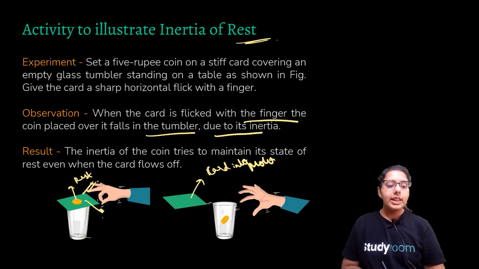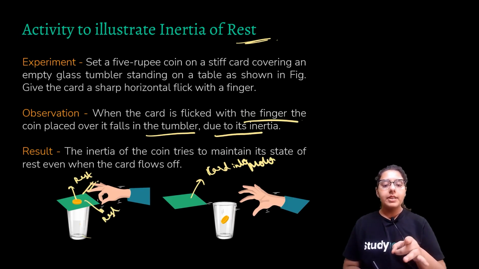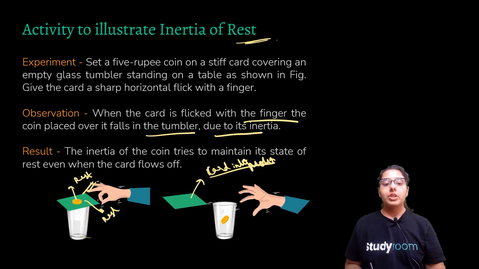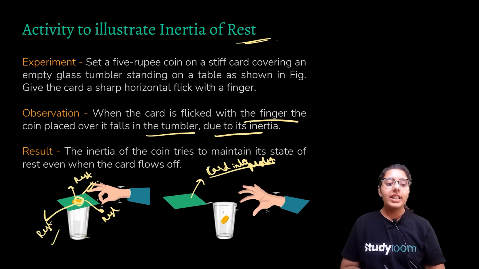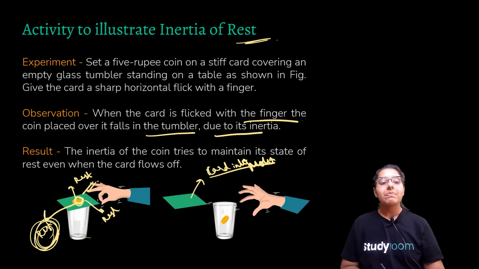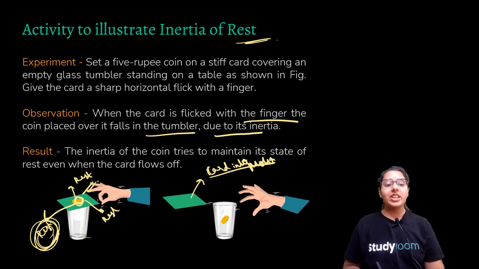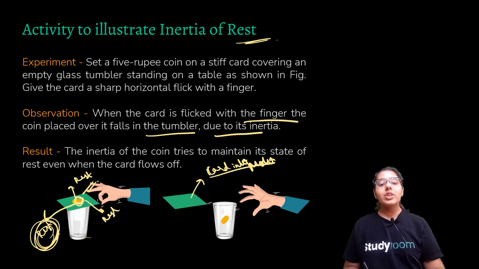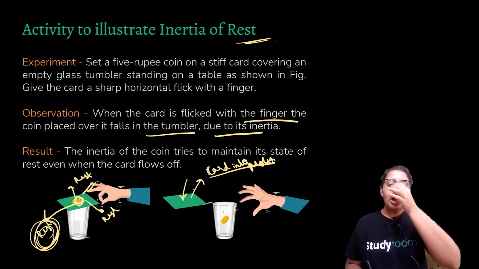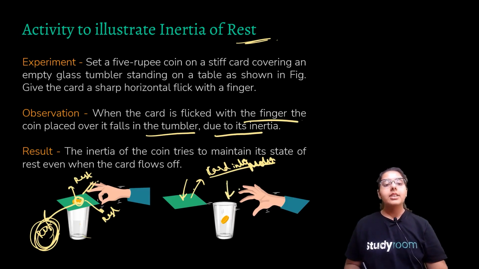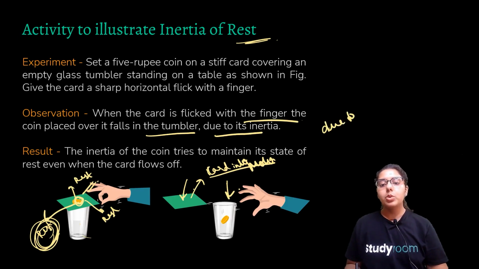Here both the things were at rest. Now you flick the card and you bring the card into motion. But your coin tends to remain at rest, right? It wants to resist any change. Inertia is resisting change. So your coin wants to resist change. So eventually it will not go with the card when you flick the card, but it will get inside the tumbler. It happens due to inertia of rest.